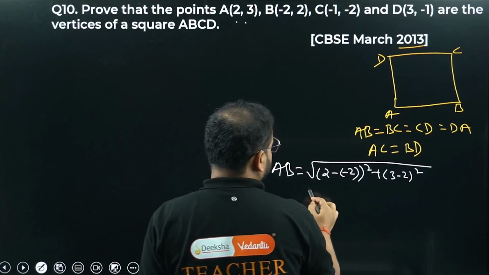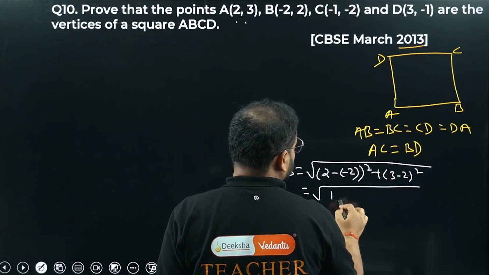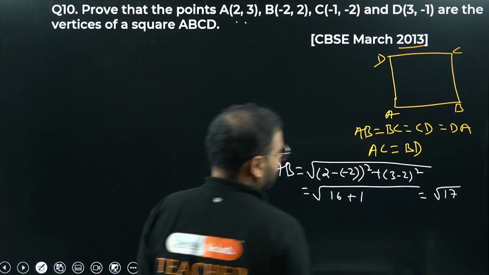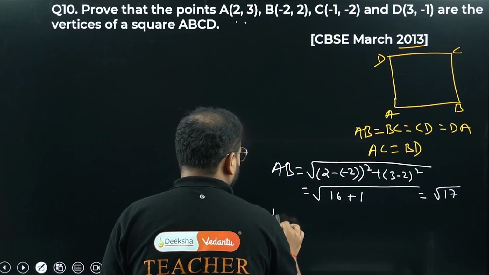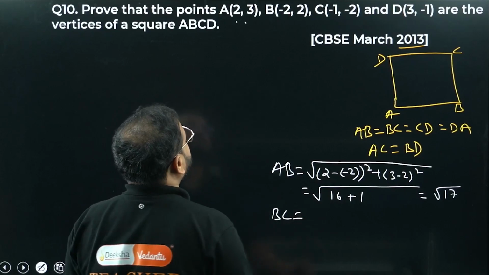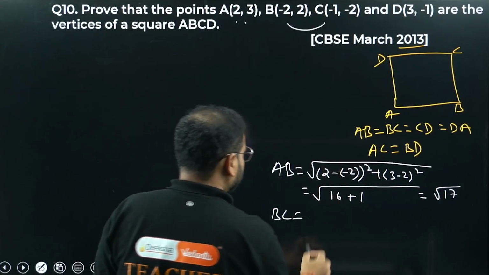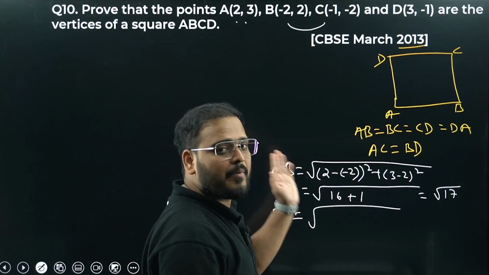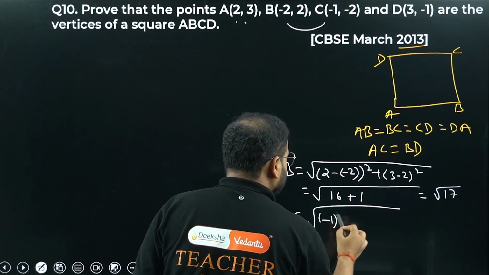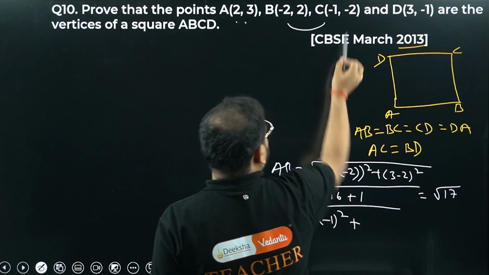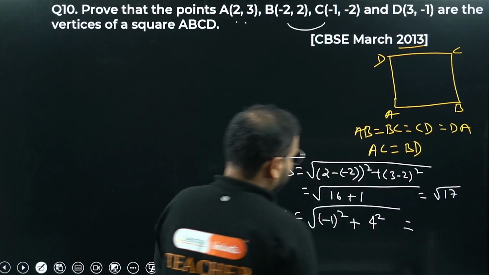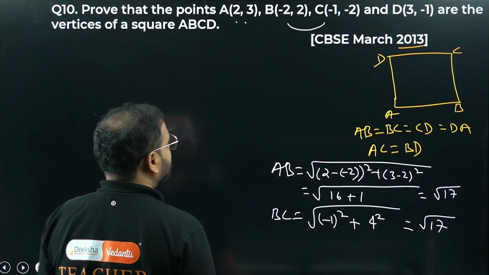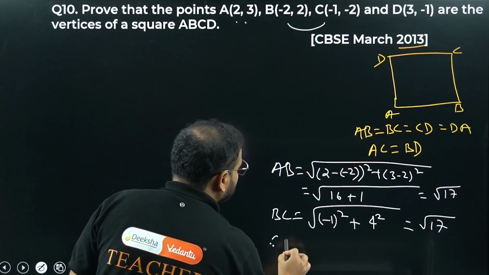Please check what I'm getting: 4 squared is 16, 1 squared is 1, so root 17 for the length AB. Weird, sir. It's okay. Now for BC: minus 2 minus 1 is minus 1, squared, plus 2 minus of minus 2 is 4, squared. Minus 1 squared is 1, 4 squared is 16, coming as root 17. Great. Now check for CD.